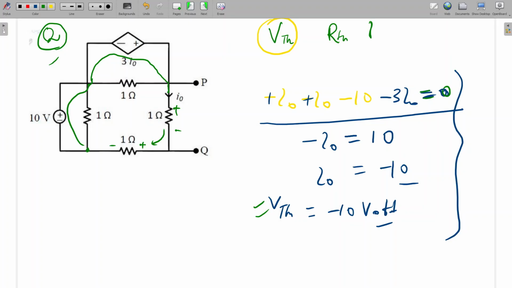Okay, but sometimes we should not get confused. If a negative answer is coming, we have to fill in the blanks negative only. No need to get confused. VTH can come as negative also. RTH also can come as negative. So that I am going to calculate.